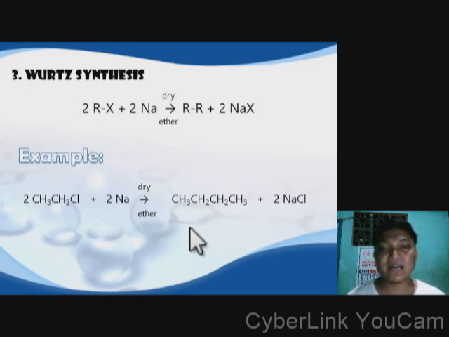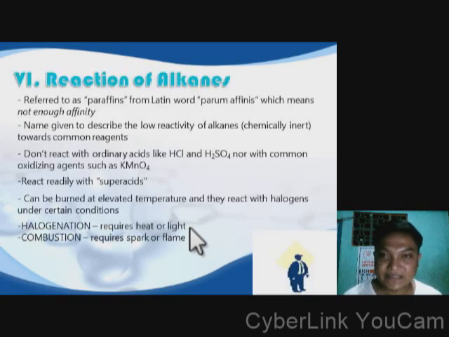1, 2, 3, 4, apat. So, that is your butane already. Plus 2 sodium aning nandun sa reactant na halogen. So, chlorine, that's your chlorine. Very good. So, ang madadagdag sa product, of course, is your chlorine. Okay, so 2 sodium chloride. Did you get that? That is your Wurtz synthesis.